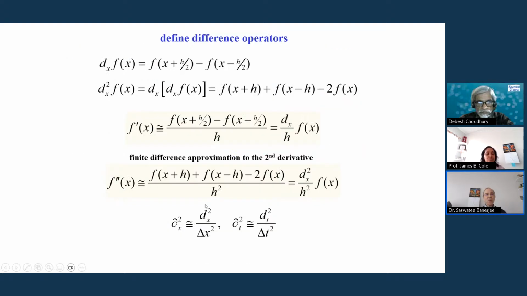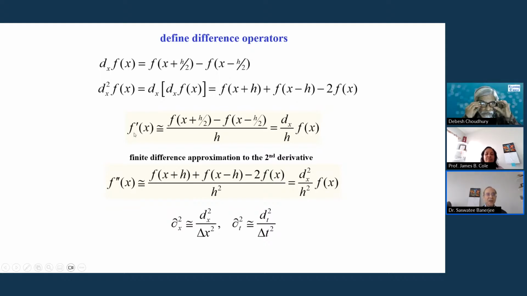Now I want to introduce some notation. This will make the presentation much easier to view and understand. So this is a difference operator with respect to x. I'm introducing central difference operators: one step forward, one step backward, the difference. The second difference is the difference of the first difference. So now it's one full step forward, one full step backward, and then minus this.